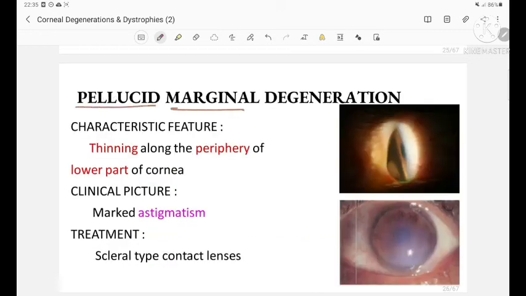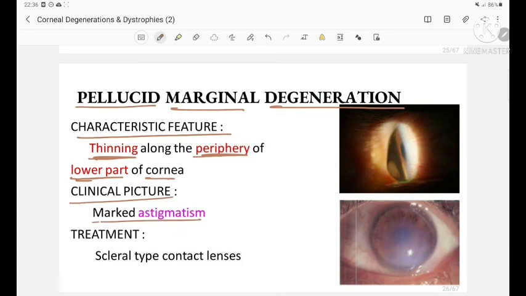Next is pellucid marginal degeneration. The characteristic feature of it is thinning along the periphery of the lower part of the cornea. Clinical picture: there is marked astigmatism, and the treatment for it is scleral type contact lenses. This image shows pellucid marginal degeneration.